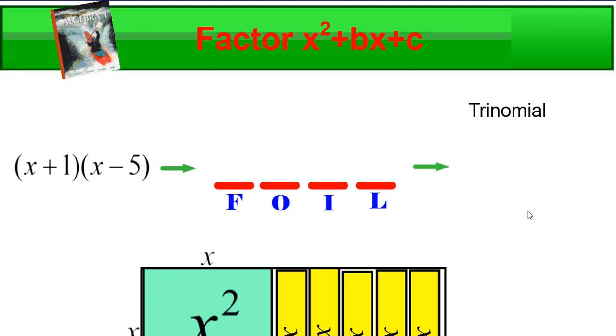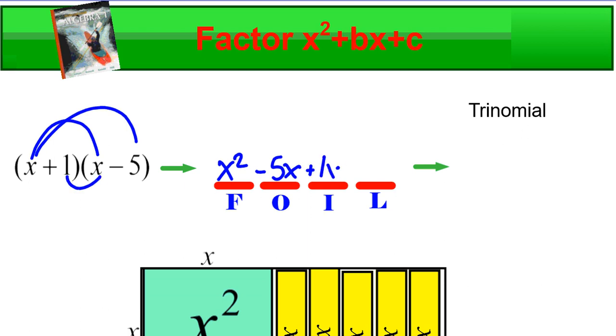I'll give you the answer and ask you what the original problem must have been. Again, distribute. X times x makes x squared. X times negative 5 makes negative 5x. Distribute the 1, I get positive 1x. Distribute the 1, I get negative 5. Combine all my like terms, I get x squared minus 4x minus 5.